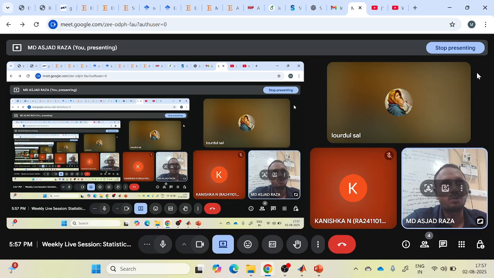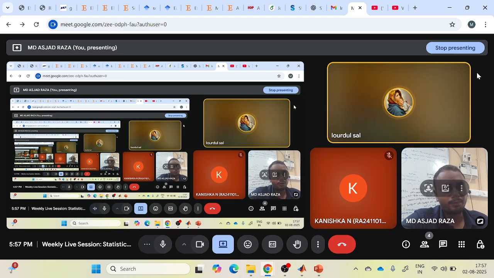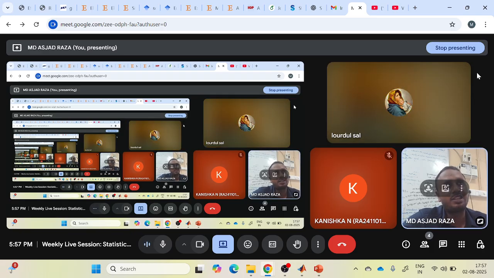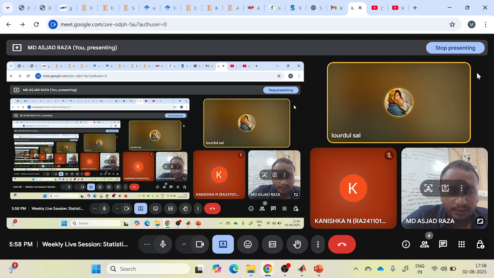Like let's say I'm going to toss a coin, it's going to be either head or tail. Heads is one event, tail is one event. But the combination of head and tail is going to be the sample space. Is it? Yes, sir.